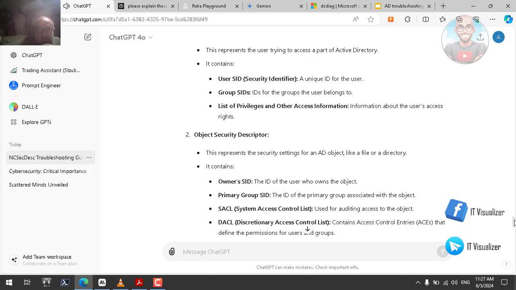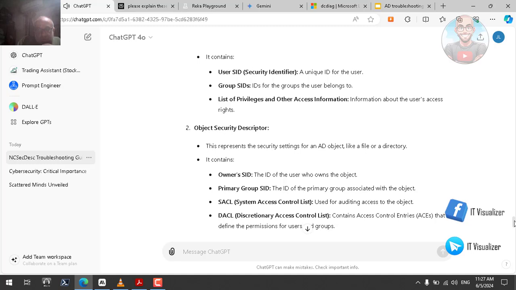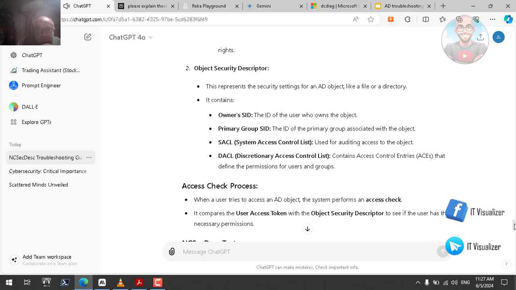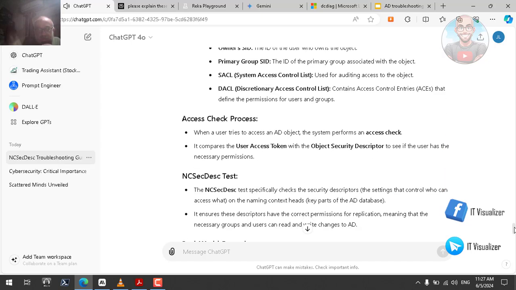2. Object security descriptor. This represents the security settings for an AD object, like a file or a directory. It contains the owner's SID, the ID of the user who owns the object. Primary group SID, the ID of the primary group associated with the object. SACL, System Access Control List, used for auditing access to the object. DACL, Discretionary Access Control List, contains access control entries, ACEs, that define the permissions for users and groups. Access check process. When a user tries to access an AD object, the system performs an access check. It compares the user access token with the object security descriptor to see if the user has the necessary permissions.